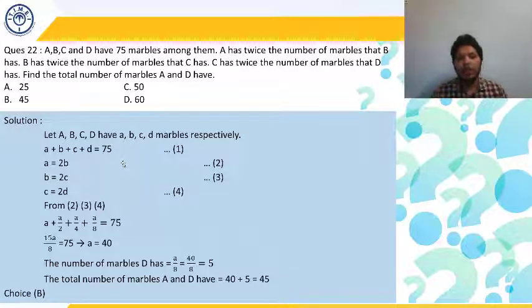If A is equal to 40, what is D? D is equal to A by 8. It is going to be 40 by 8, which is 5. So D was having 5 marbles and A was having 40 marbles. So what is the sum of the marbles that A and D were having? 40 plus 5, it is going to be 45. I hope it is clear to all of you. So let's move on to the next question.